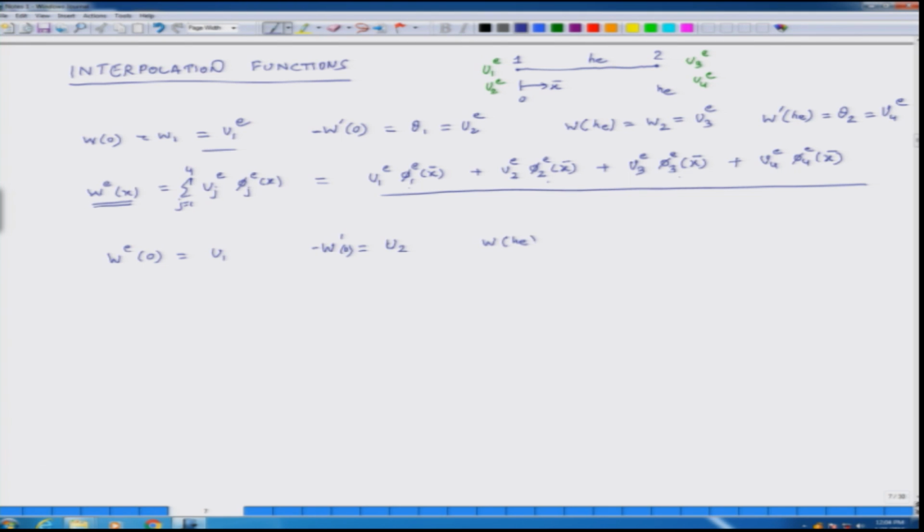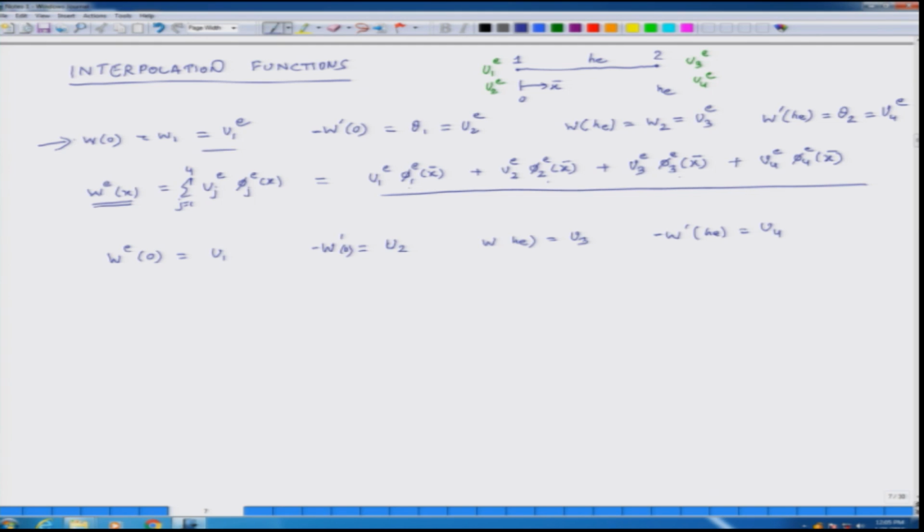W at HE should be equal to u3 and W prime at HE should be equal to u4. So, we have just written these conditions which we stated earlier.